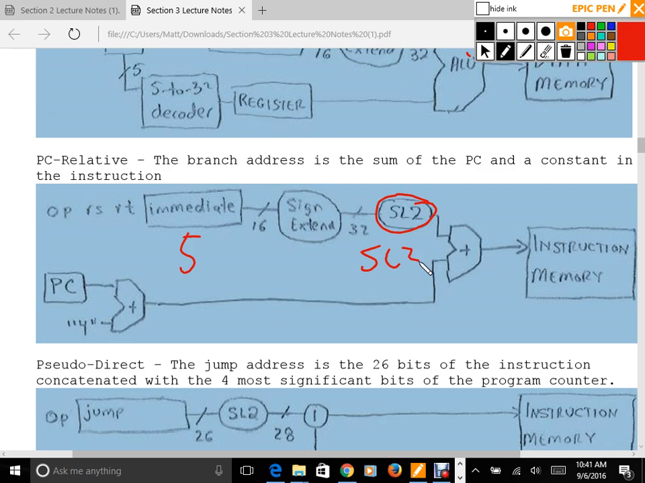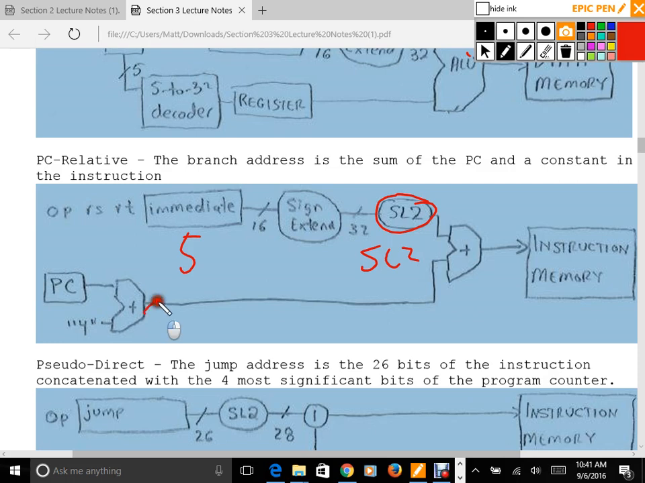So what am I doing here? 4, right? So this becomes 20. Now, why would I want to multiply by 4? We just did the math problem a little earlier. Because every address has 4 bytes. So in order to get to the 5th instruction, I have to multiply by 4. So therefore, it becomes 20.